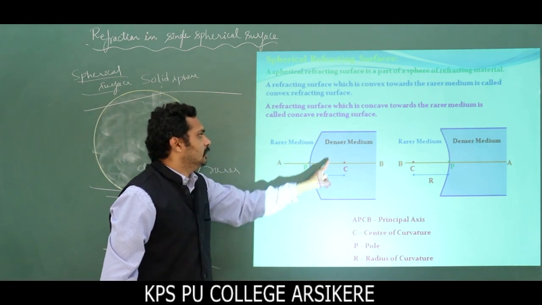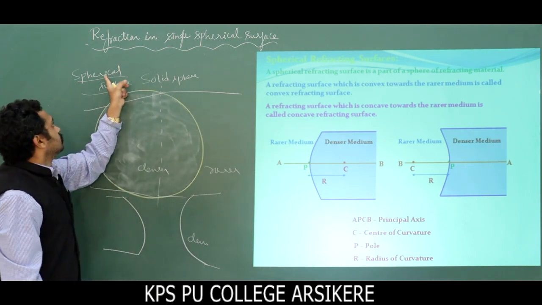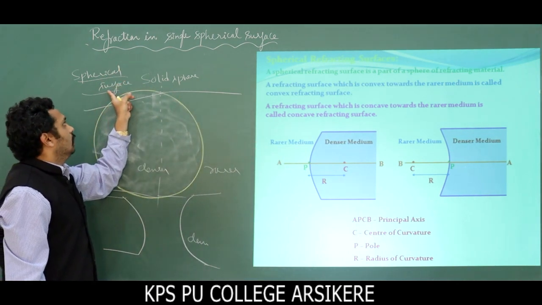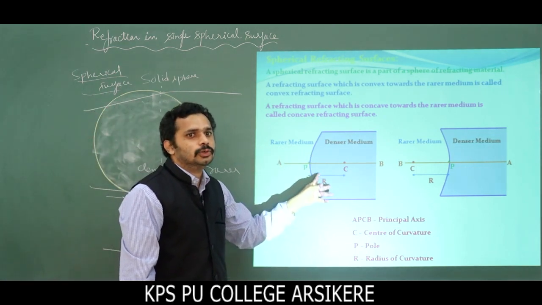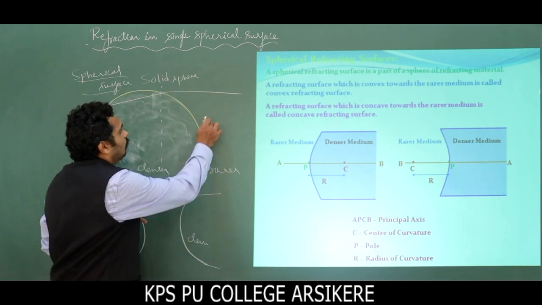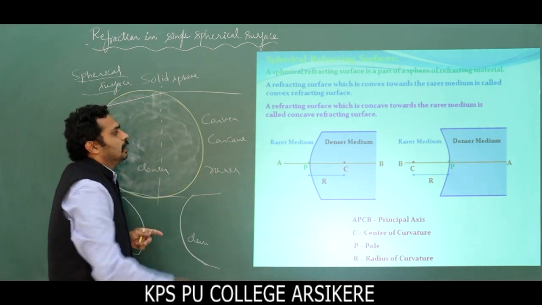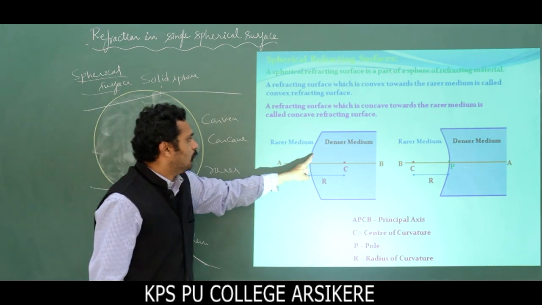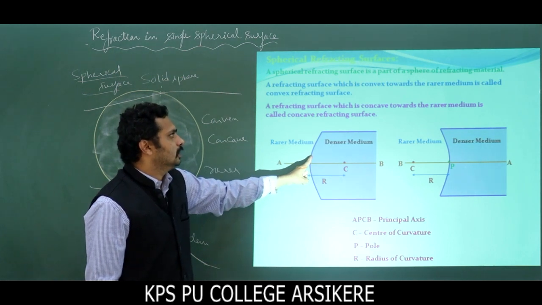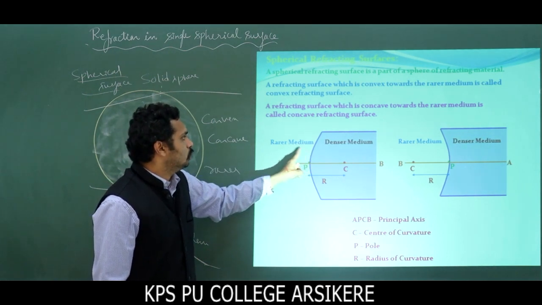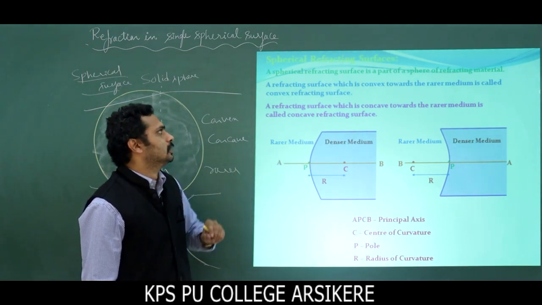Look here. This is the denser, this is the rarer medium. Depends upon the refracting spherical surface, we are going to classify into two types: convex spherical surface and concave spherical surface. This is the convex spherical surface. The refracting surface is convex towards the rarer medium. It's called convex spherical surface.